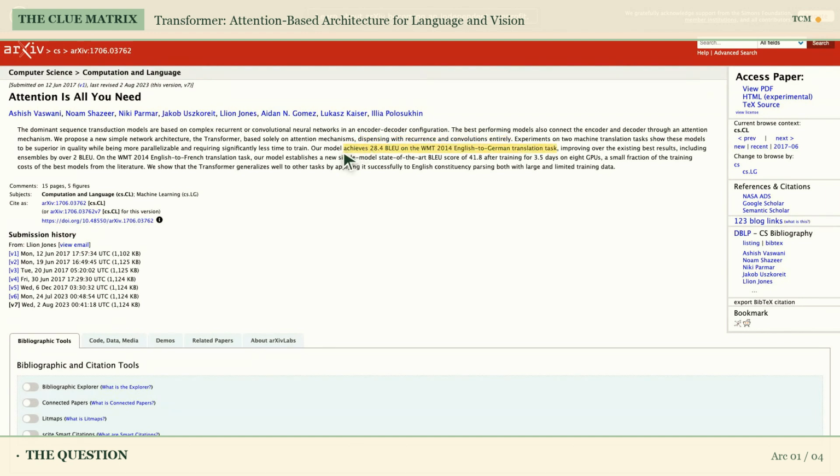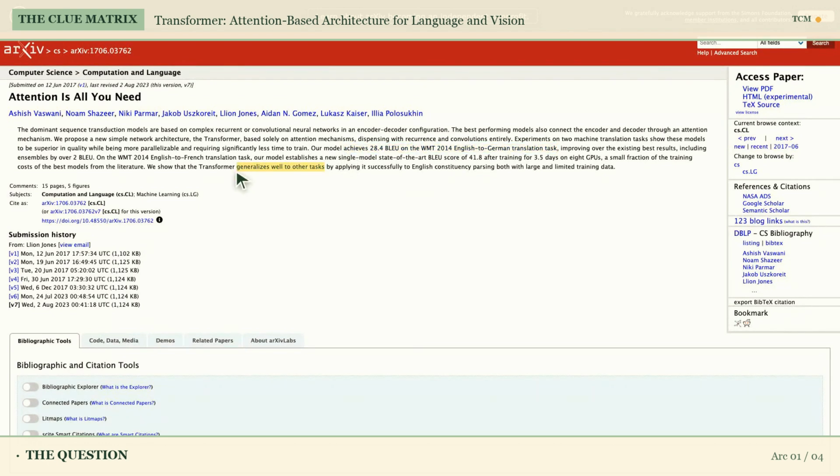And the numbers backed it up. Look here: our model achieves 28.4 BLEU on the WMT 2014 English to German translation task, improving over the existing best results. A 2 BLEU point jump is huge in machine translation, especially surpassing ensembles. It's a clear signal that this new, simpler approach was not just faster, but also better.